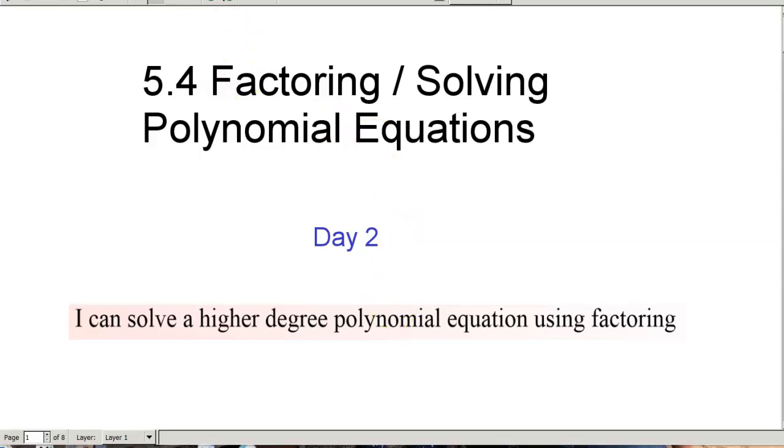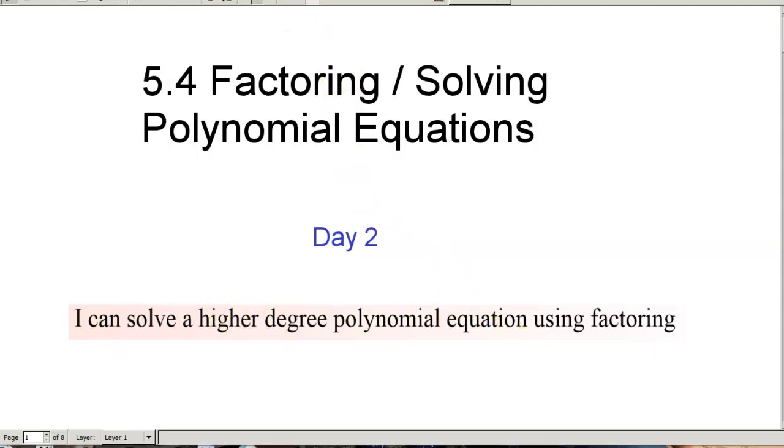We're looking at day 2 of 5.4. And day 2 is going to be very similar to day 1. We're going to be factoring. Our learning target is I can solve higher degree polynomials using factoring.